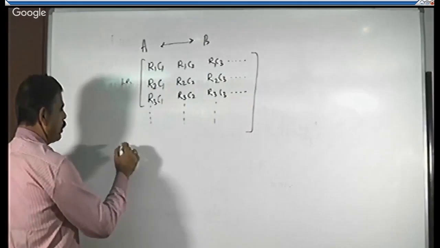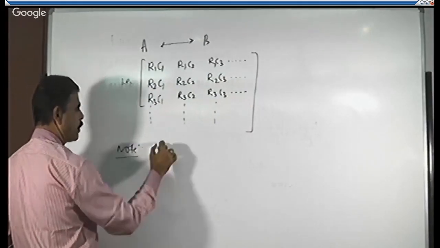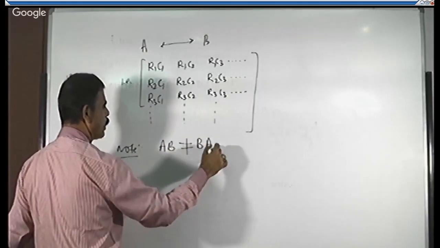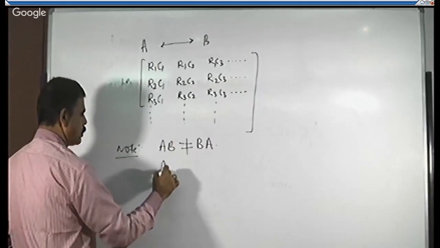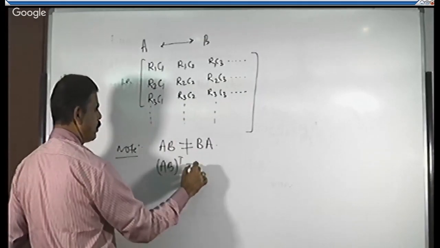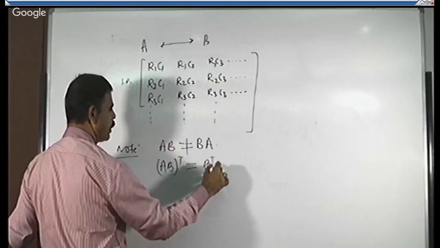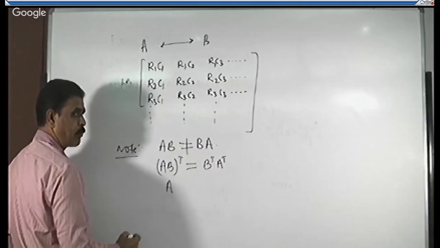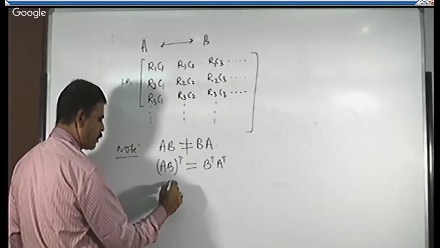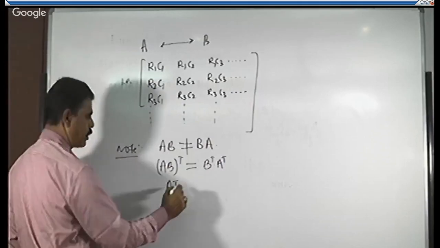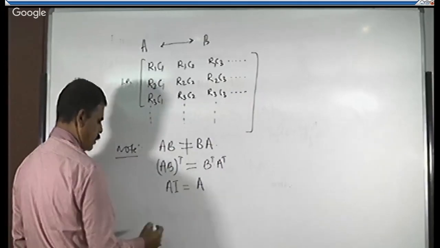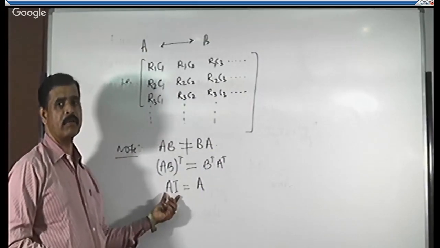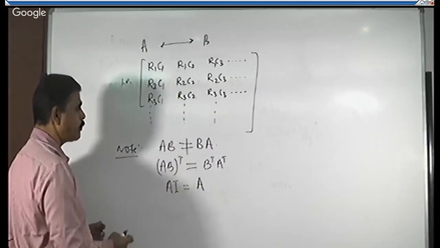Right? Note this point. AB is not equal to BA. The transpose of AB is always equal to B transpose into A transpose. Let us take a square matrix A and multiply it with the unit matrix of the same order. We always get A only. Here A and I are square matrices of the same order. These are some of the notes.